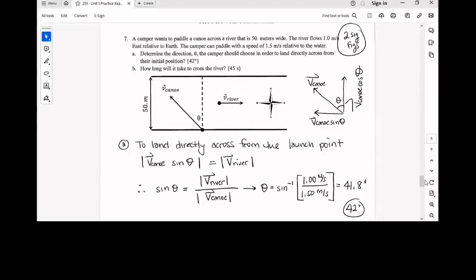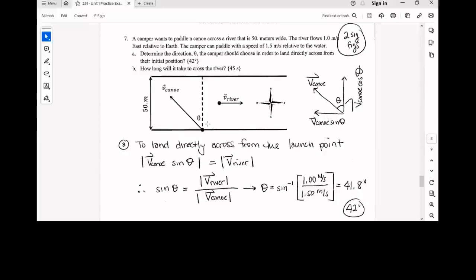7. A camper wants to paddle a canoe across a river that's 50 meters wide. The river flows 1 meter per second east relative to Earth. The camper can paddle with a speed of 1.5 meters per second relative to the water. Determine the direction the camper should choose in order to land directly across from the initial position and the amount of time that it takes to cross the river.